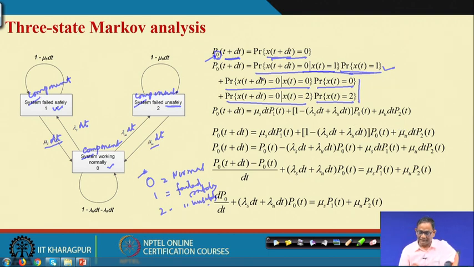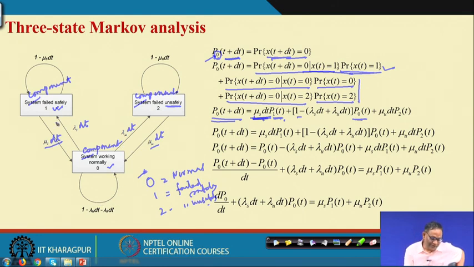So, what you will do? You will put the values basically. So, P0(t plus delta t). Now, if it is at state 1 coming back to state 0, that means mu s into delta t. So, we have written mu s delta t. Then it was in state 1, that is P1(t). So, in this, and the second one is, it was at state 0, that is P0(t), and it remains at this.